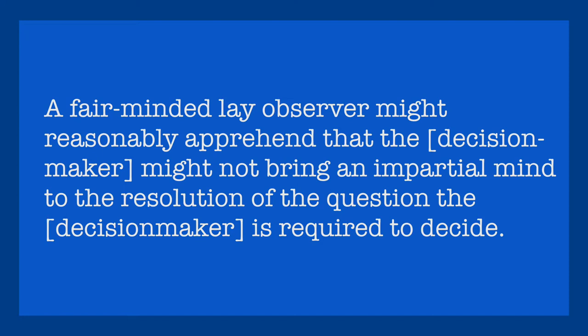The court said that bias exists if a fair-minded lay observer might reasonably apprehend that the decision maker might not bring an impartial mind to the resolution of the question the decision maker is required to decide. There's a little bit to unpack here. First, this is an objective test, not a subjective test. It doesn't matter what's going on in the mind of the decision maker. What matters is what a fair-minded lay observer might think.